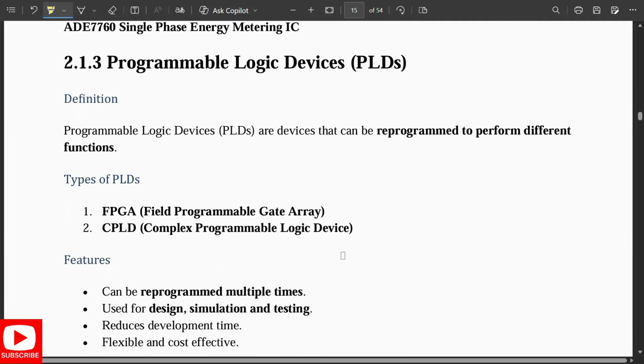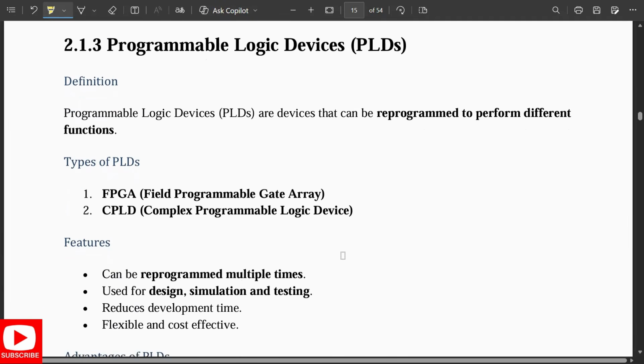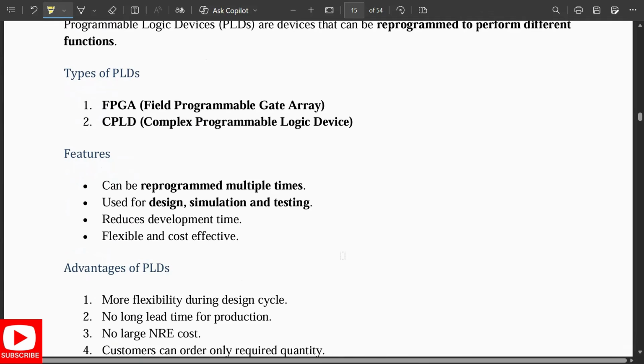Next we'll move on to PLDs, that is programmable logic devices. They can be reprogrammed to perform different functions. We have two types, one is FPGA and another is CPLD. FPGA is field programmable gate array and CPLD is complex programmable logic device. They can be reprogrammed multiple times and are used for designing, simulating and testing. They reduce development time and are flexible and cost effective.